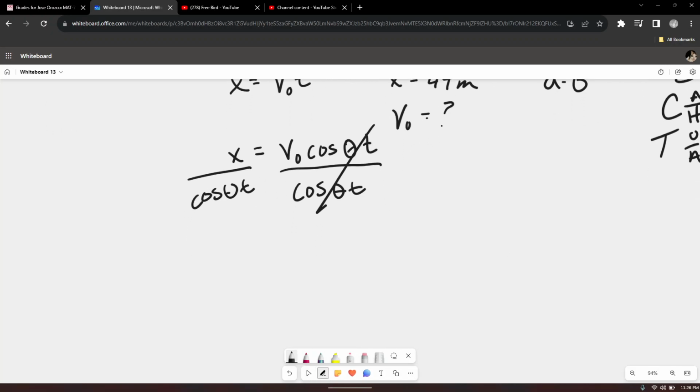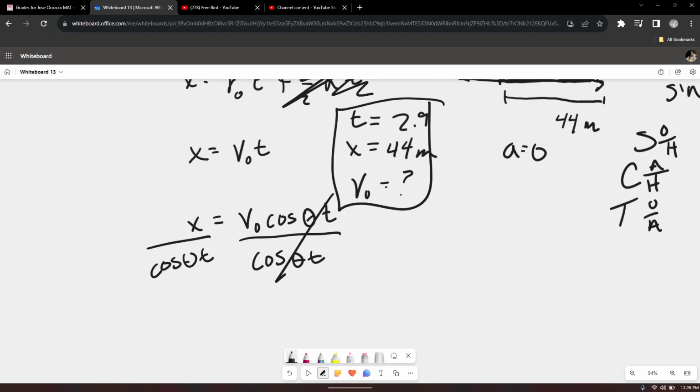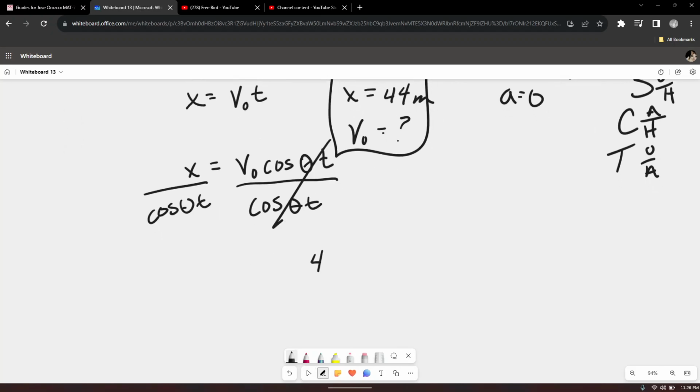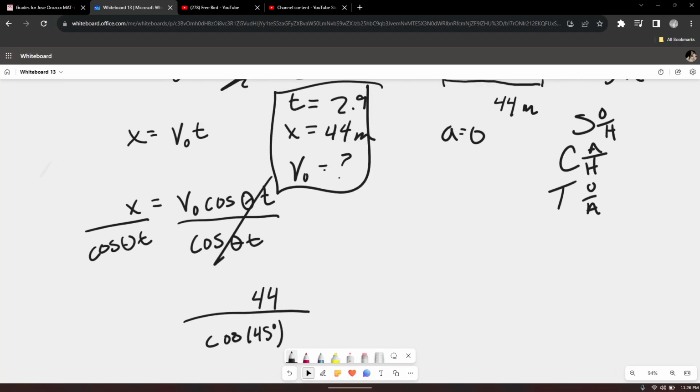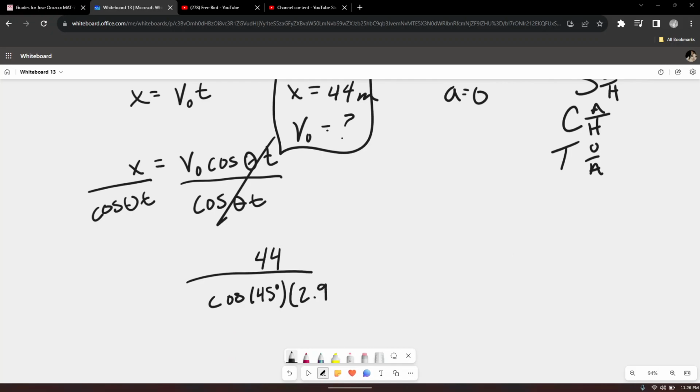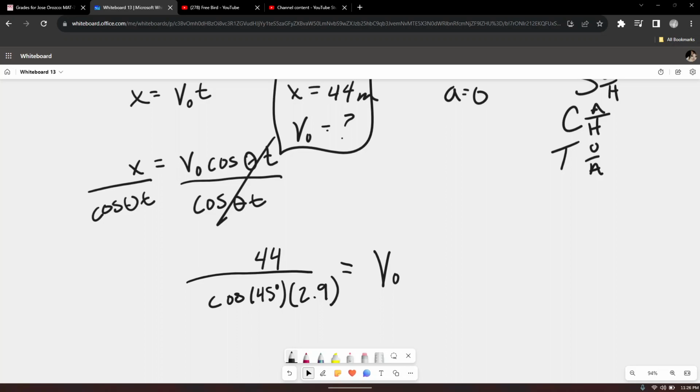And now you would plug in the values that we have into our formula. So this would get you 44 divided by cosine of, not theta, because we actually know the angle, it's 45 degrees, times 2.9. And that's going to equal your initial velocity at least. So now let me go ahead and grab a calculator.